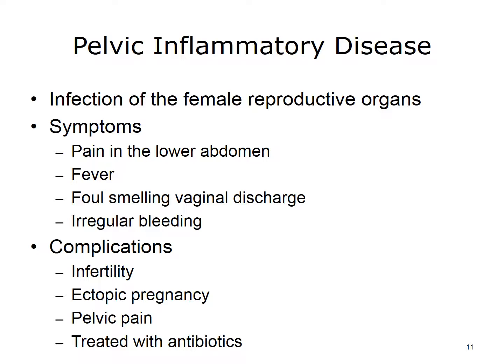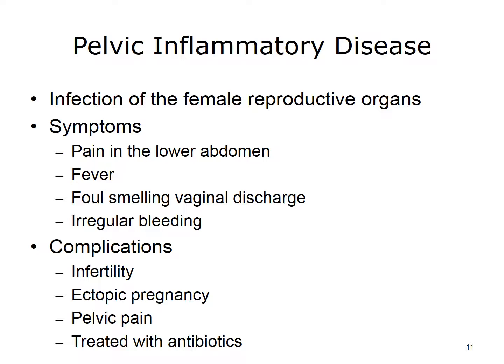Pelvic inflammatory disease, or PID, is an infection and inflammation of the female reproductive organs. It can lead to scarring of the fallopian tubes, which can in turn result in infertility, ectopic pregnancy, pelvic pain, and other problems. PID is the most common preventable cause of infertility in the U.S. Common causes are gonorrhea and chlamydia, which is another STD caused by bacteria. But other bacteria can also cause PID.